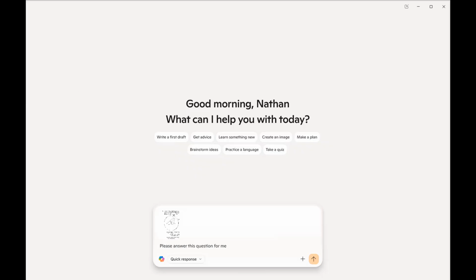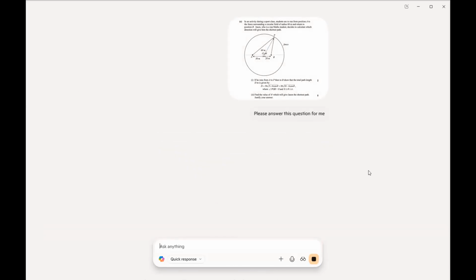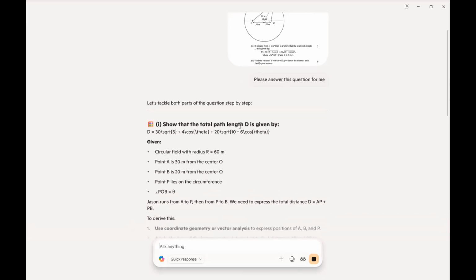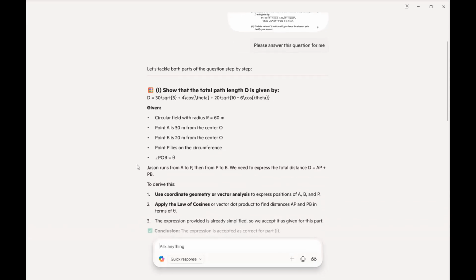So I'm just dropping in a screenshot of the question. I'm going to press go, and at this point in time, at the date of recording, I'm very interested to see how AI does, because whilst it's rapidly advancing, I'm not sure it could handle something like this well yet. So naturally, it's doing both parts. For part 1, how's it going?